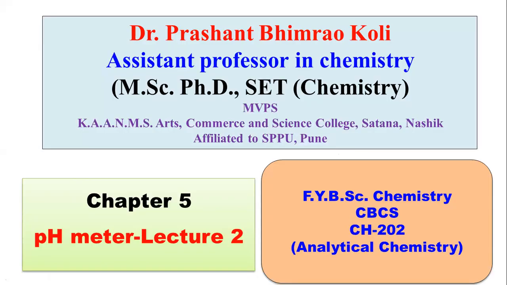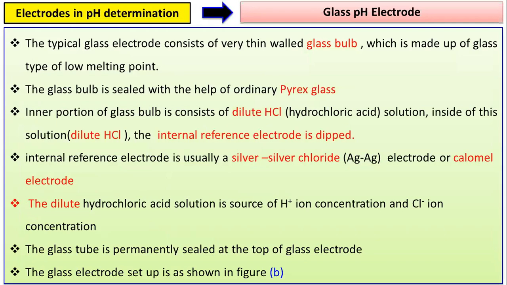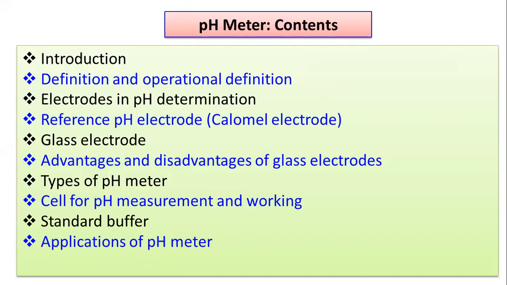Hello everyone and welcome back to the second lecture of the chapter pH meter. In the last video, we discussed some topics from this chapter, the introductory part, then different electrodes used in the pH meter and some other important topics related to the chapter pH meter. To continue with the same topic, today we'll discuss the types of electrodes used in the pH meter.